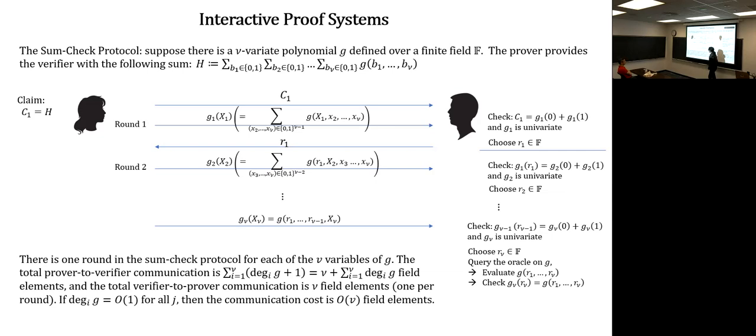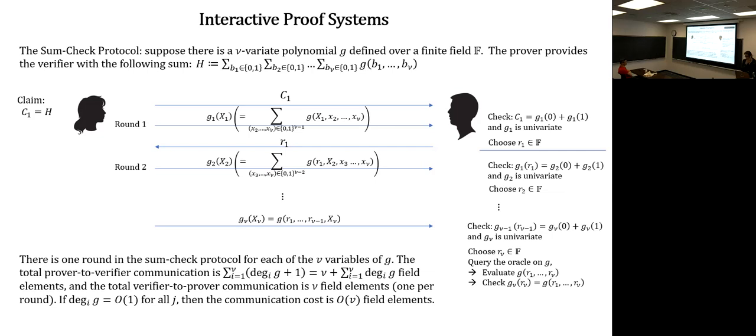So basically, at the second last round, the prover has received from the verifier nu minus 1 challenge values. So the polynomial g nu of x nu is just the polynomial g, where the first nu minus 1 variables are replaced by r1 to r nu minus 1, and the last variable is fixed to x nu. Okay, so what the verifier does is then run the last check: it chooses r nu, queries the oracle on the function g, evaluates g at all the values r1 to r nu, and checks that g nu of r nu is equal to that evaluated polynomial. So this is an interactive proof, which is the sum-check protocol, and this idea is used in many ZK-SNARK constructions.